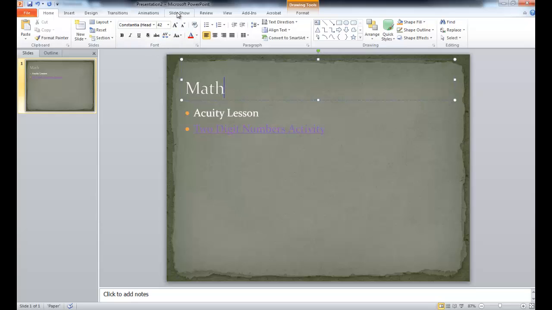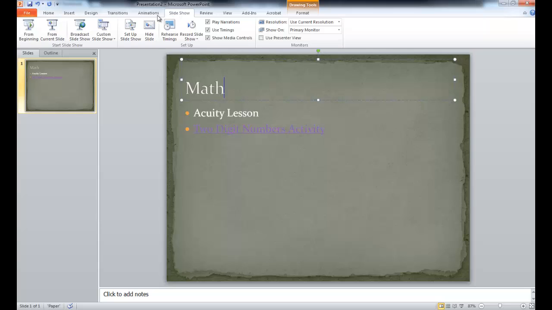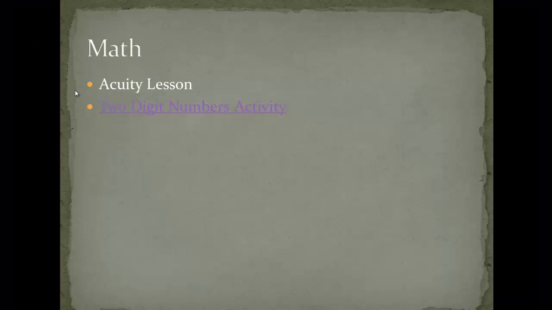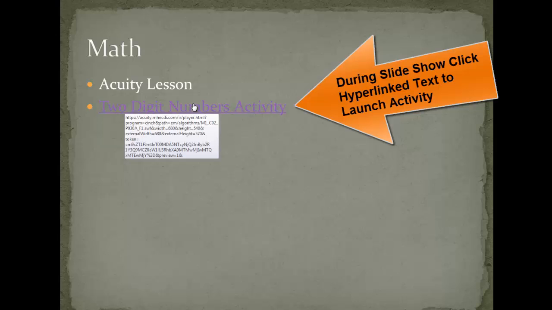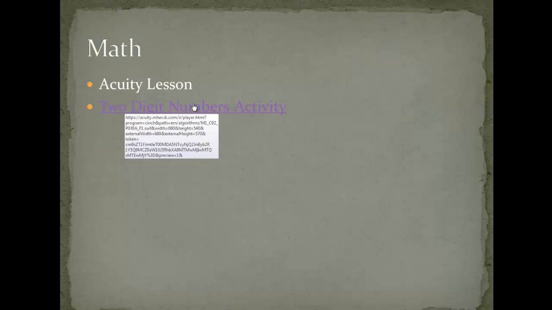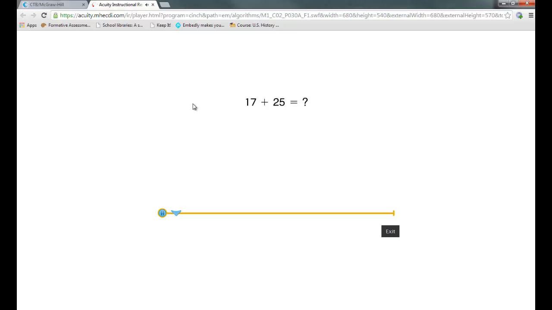And what that does is whenever I'm in my PowerPoint slideshow and I move my mouse over that piece of text, you see that the pop-up shows the web address for that Acuity resource. And now if I click on it, it will open up a window on my web browser taking us straight into that activity so that we can use it in class as a bell ringer activity, like I said, or as a whole group instruction.